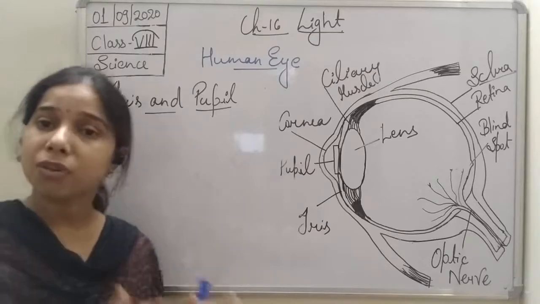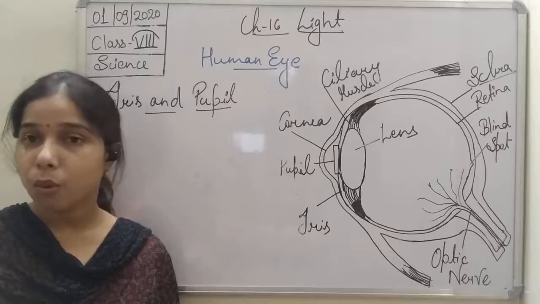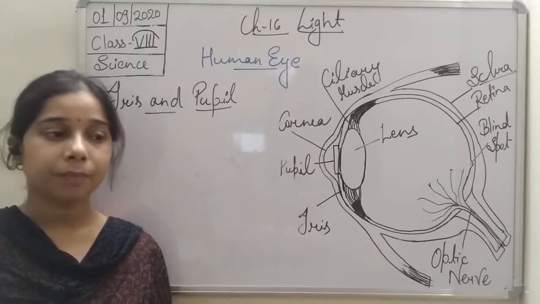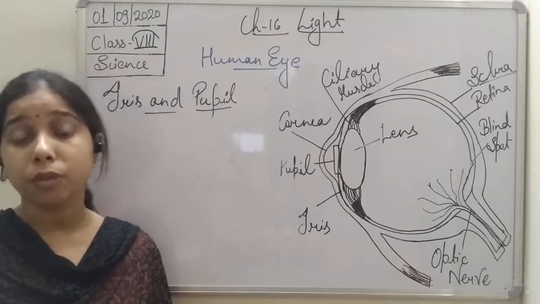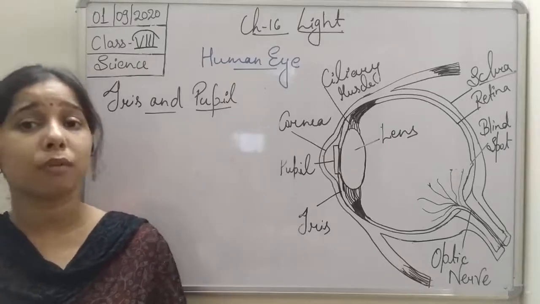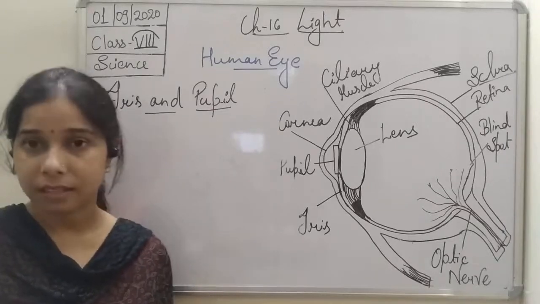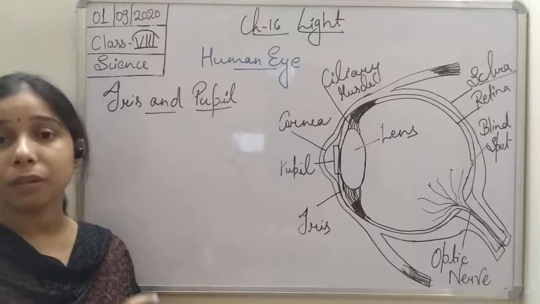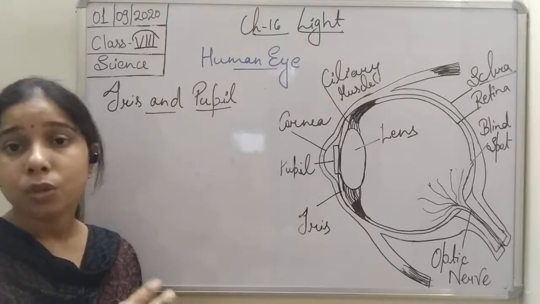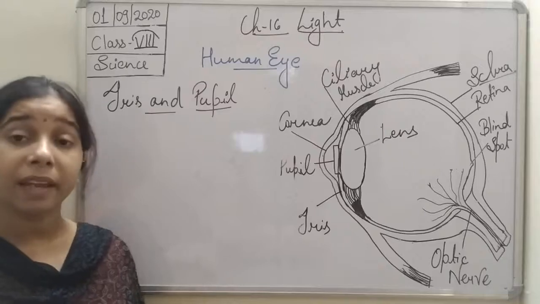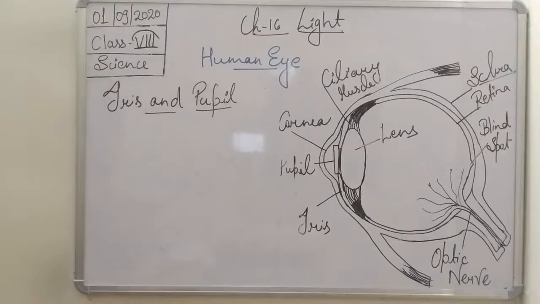Now, what is the function of the iris, students, and that of the pupil? The role of the iris is to regulate the size of the pupil so that the amount of light that should enter the pupil can be easily decided. So it helps in regulating the amount of light passing through the pupil by adjusting the size of the pupil. Okay, so we can write it.